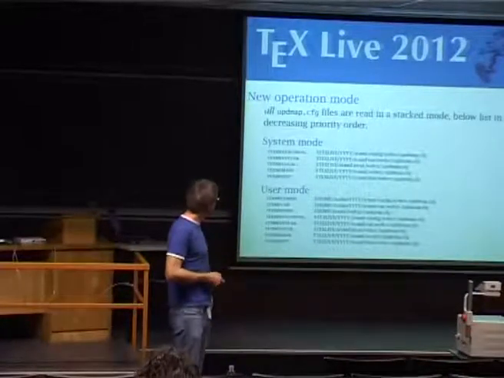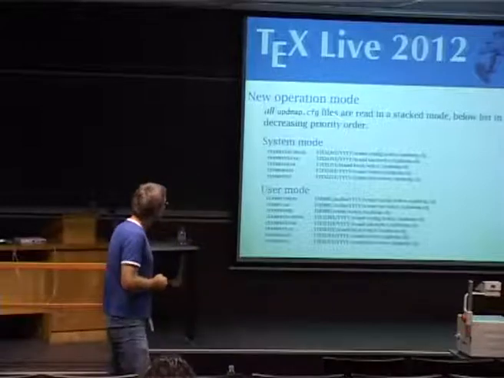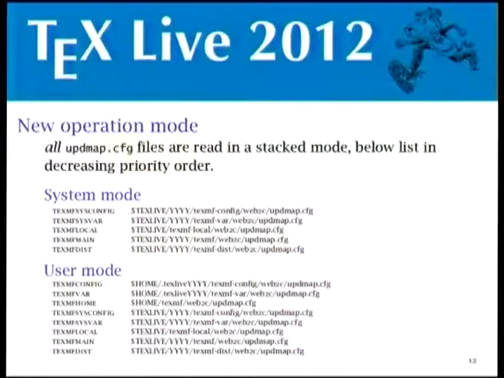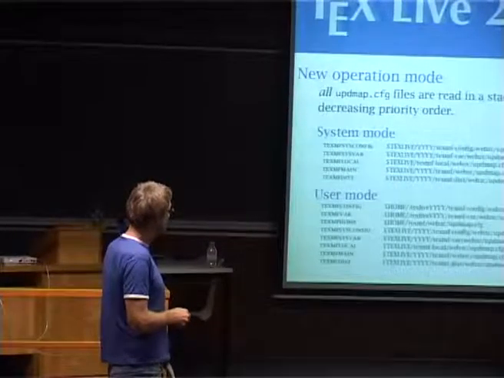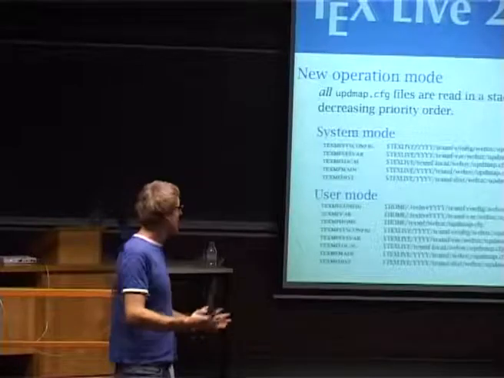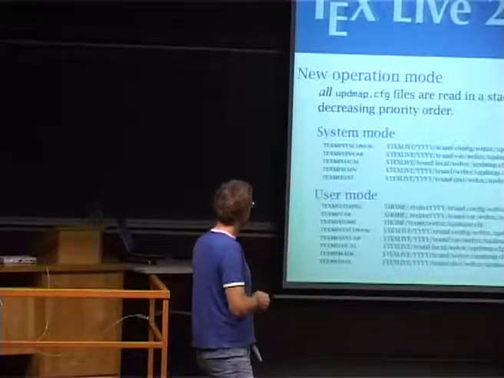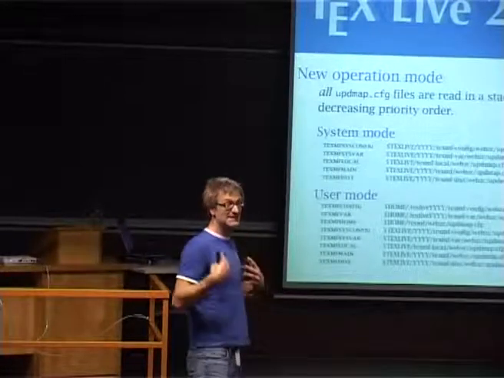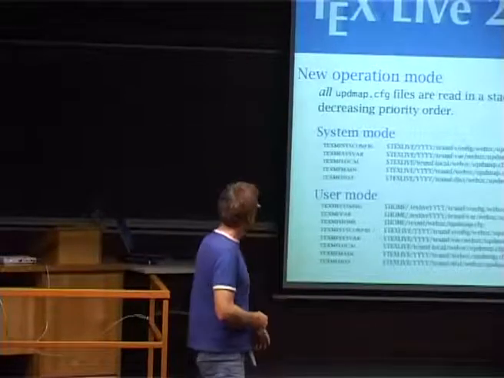So what is this new operation mode I just mentioned, just so that you see what's going on? All updmap config files are read in these trees. This is the highest priority, this is the lowest priority. You forget the user mode for now, just the system mode. For distributors, the user mode is not interesting. So that means that, for example, we ship in TeX Live this file and this file. This file contains all the font definitions that are there in TeX Live. This one in TEXMFMAIN contains only the general settings, and the rest is up to the user. For example, on my system, I have several fonts I purchased or installed from different sources.